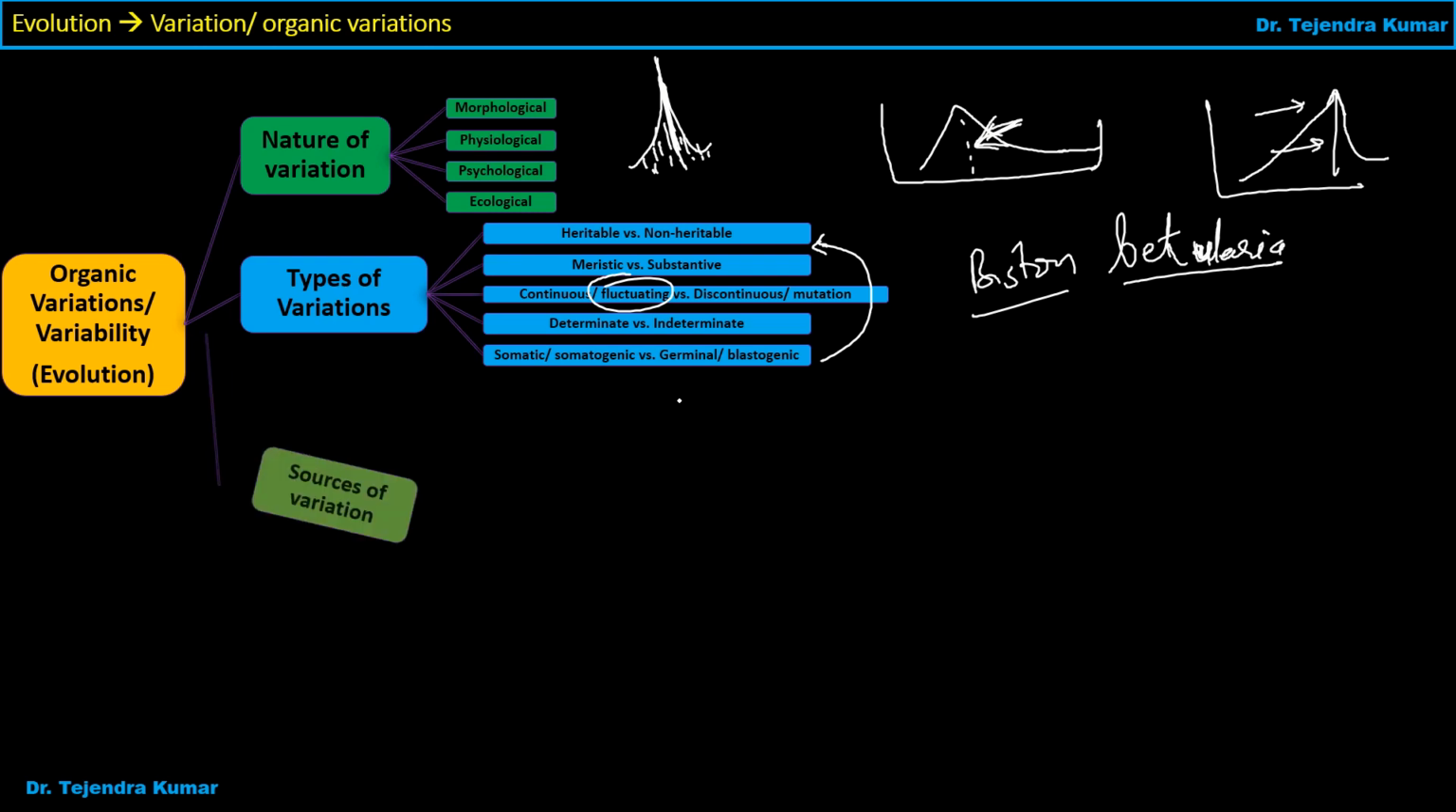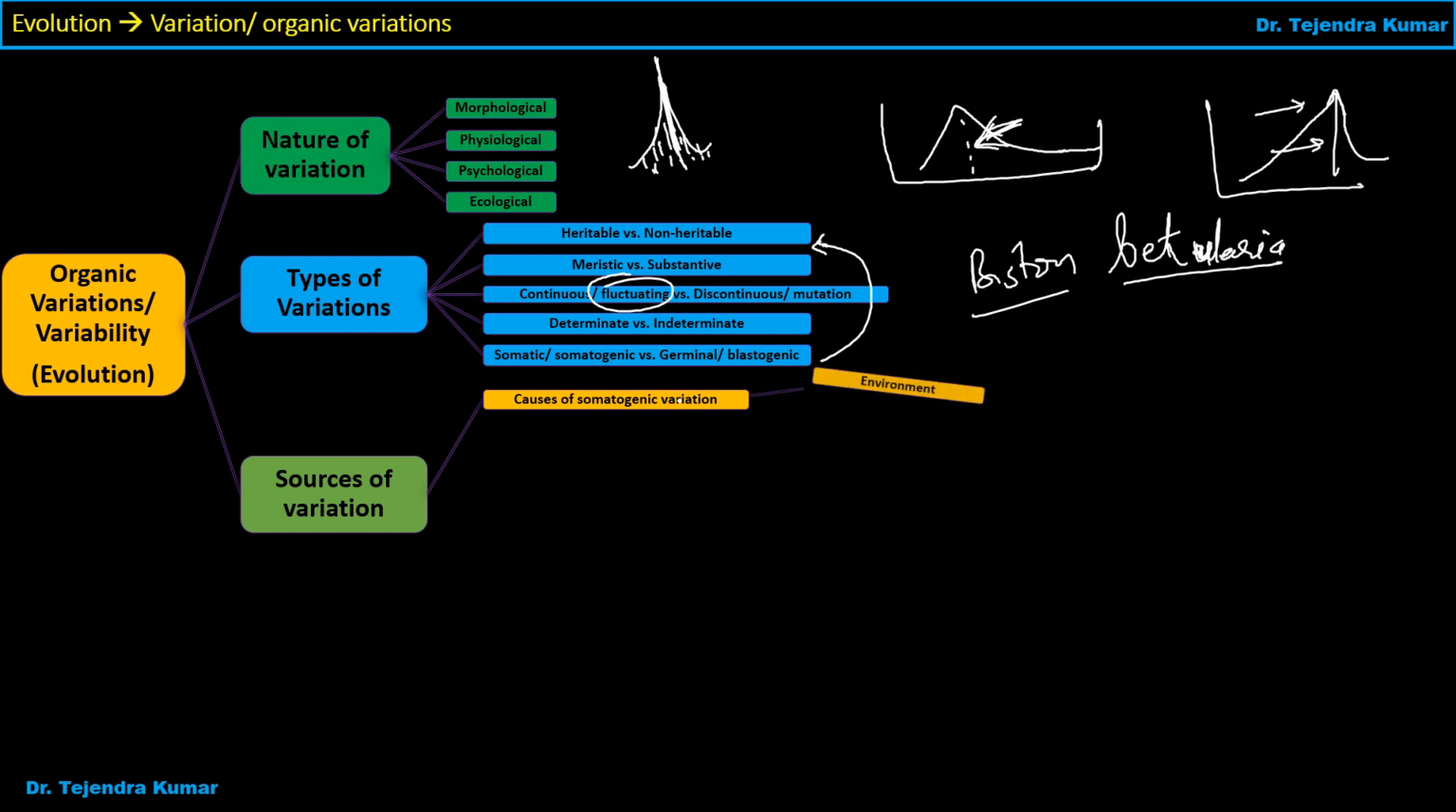Next, now we are talking about the sources of variation. This is again a most important thing: how these characters evolved, what are the reasons behind that, what are the sources of variations. So let's talk about these. First, the causes of somatogenic variations. It can be seen in terms of the environment, and it can be seen through the endocrine glands. Sometimes, as we have seen, from the environment they also show variations.